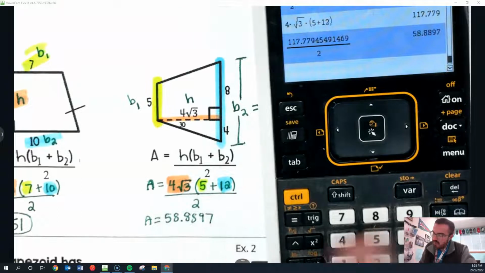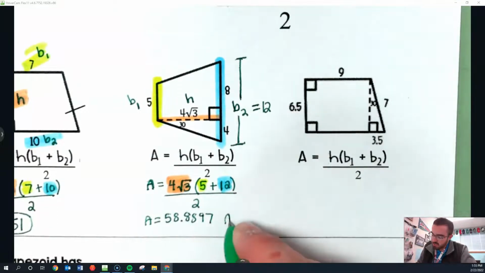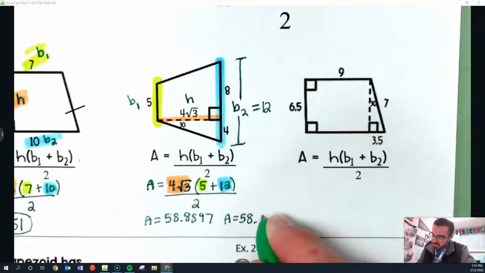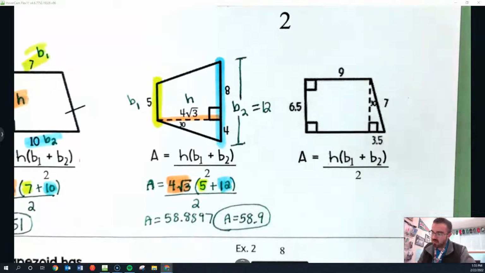58.8897. I'd probably just round that to area equals 58.9. That's probably what I would call that. Area equals 58.9.